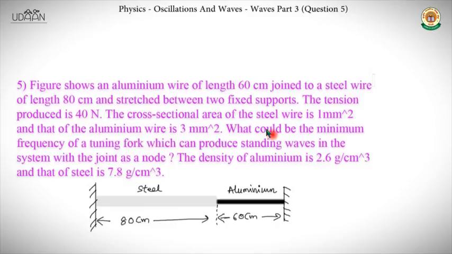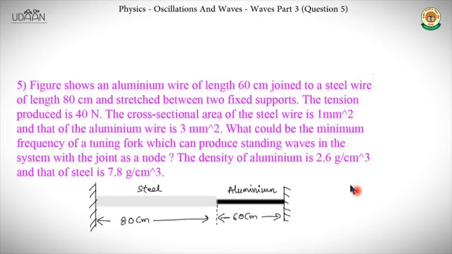It says that the figure here shows an aluminium wire of length 60 centimeters joined to a steel wire of length 80 centimeters, and these two are stretched between two fixed supports. The tension produced in the overall system is 40 newtons. We have been given the cross-sectional area of the steel wire to be 1 millimeter square and that of aluminium wire to be 3 millimeter square. We are asked what could be the minimum frequency of a tuning fork which can produce standing waves in the system with a joint as a node. The tuning fork has to have that same frequency. And we are also given the density of aluminium and of steel.